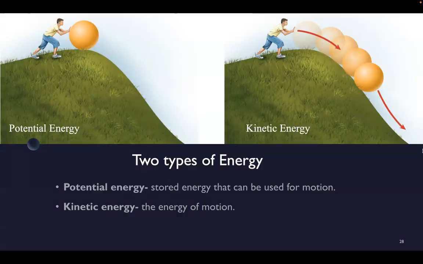So we discussed there are two types of energy: potential energy, which is energy that is being stored and can be used for motion. And there's kinetic energy, which is the energy of motion. The examples we gave were if you were to have a ball sitting at the top of a hill, it has potential energy. There is stored energy that is not in motion, but it is stored for motion to happen. And then there's kinetic energy, which is the energy of motion. So that is shown during the action of the ball actively rolling down the hill. That is kinetic energy because motion is happening.